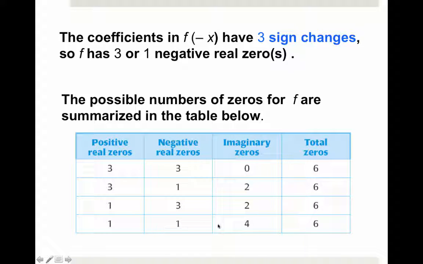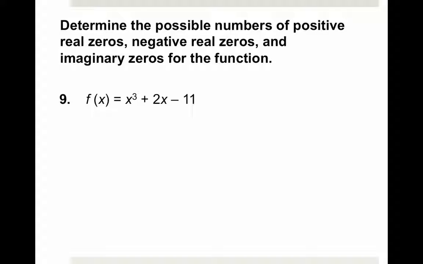So you need to make sure that all of these rows add up to your total column. Okay? And that's all you got to do. So it's all about signs. So I want you to go ahead and try this example where we have this. It's a lot smaller equation. We've got x cubed plus 2x minus 11. So pause the video and then check your answer.